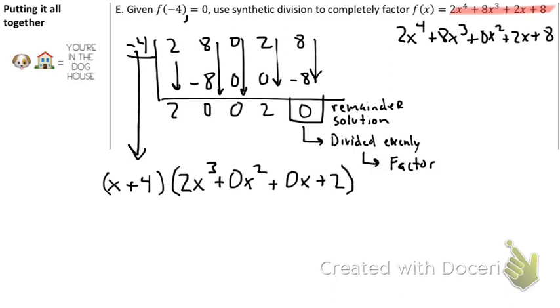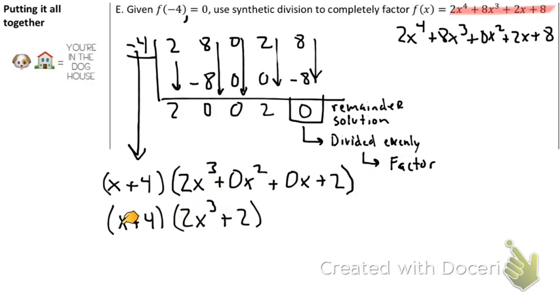So in other words, my original problem has now turned into this multiplication problem. And remember, when we factor, that's what we're trying to do: turn our original answer back into multiplication. I'm going to clean this up a little because we don't need the zeros here. They were just placeholders. So my problem now looks like this: x plus 4 times 2x to the third plus 2.